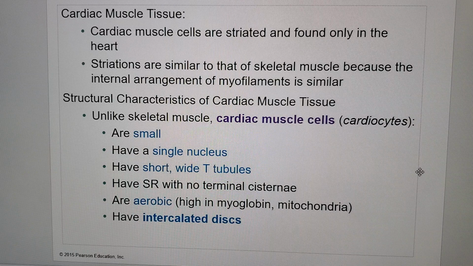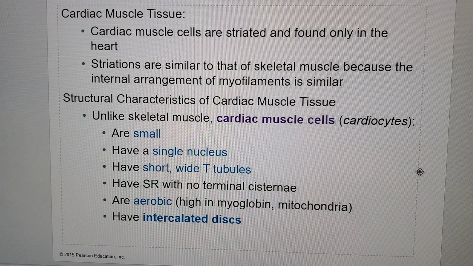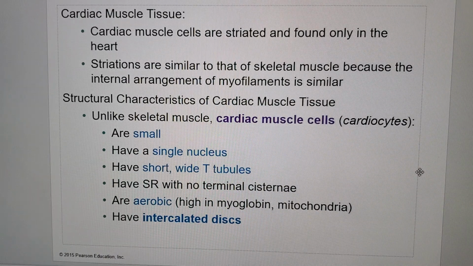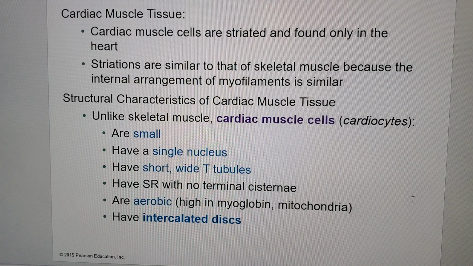The cardiac muscle cells are striated. That's the same as the skeletal muscle. They're both striated. The only muscle not striated is smooth. The cardiac muscles are only found in the heart, nowhere else in the body. The striations are like the skeletal muscle striations, and this is because of how the muscles are arranged. The myofilaments are smaller. So cardiac muscle cells are small. They have one single nucleus. They have short, wide T-tubules. They are aerobic. They're high in myoglobin and mitochondria.